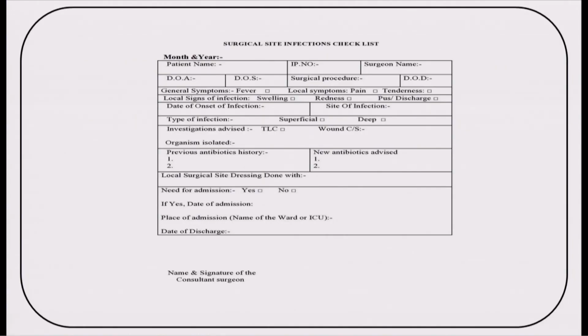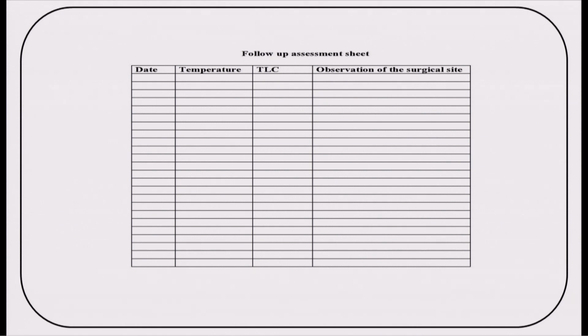date of admission, date of operation, the previous antibiotic history and the place of admission, all the wards and ICUs. Again, it is a simple pro forma where you can fill in all the details about the patient, and it can be forwarded to the infection control department once it has been filled and identified as a surgical site infection. Coming to the next slide, this is the follow-up assessment sheet.